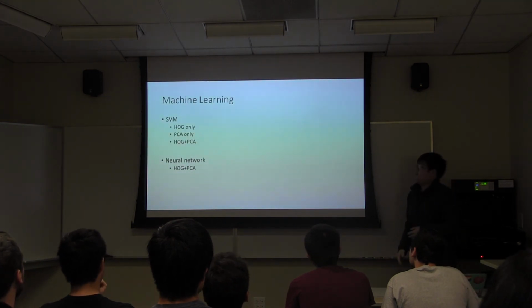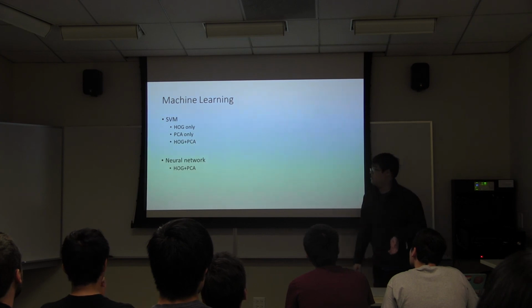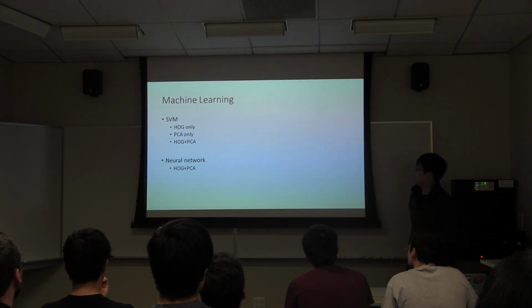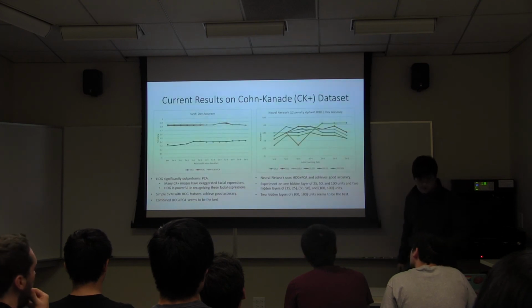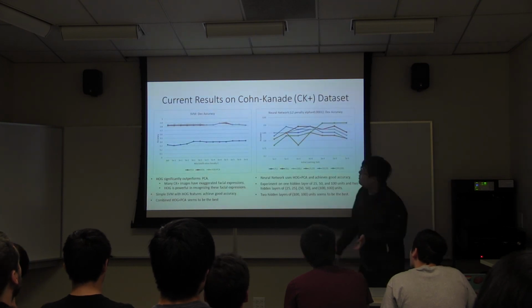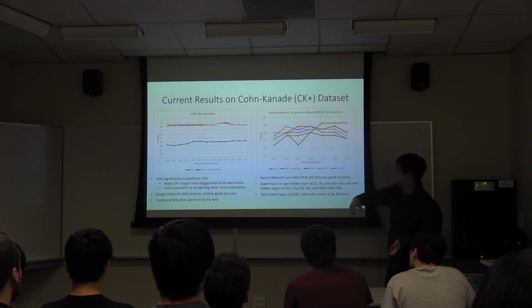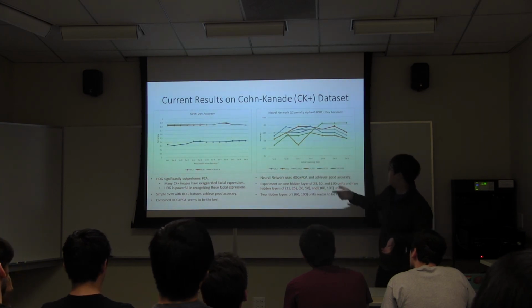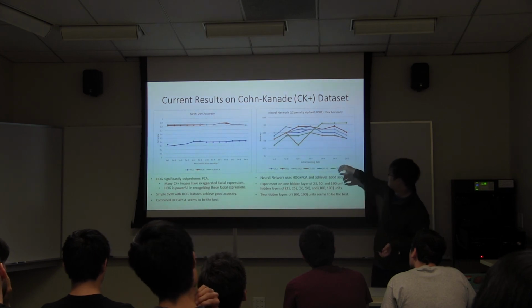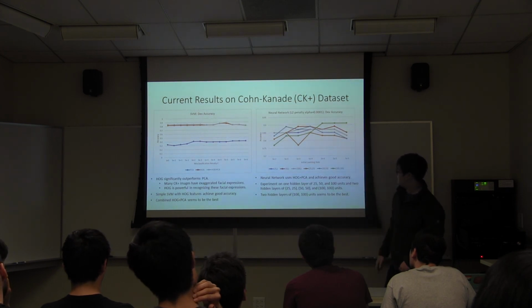So for machine learning, I've currently implemented and tested SVM and neural network. I'm working on recurrent neural networks with LSTM right now. And these are the feature vectors I've tested for these. On the first data set, I got around 80 to 90% accuracy, so 85% accuracy with the SVM. And HOG really does well, outperforms PCA. With the neural network, you can get slightly higher, like 92-ish%.